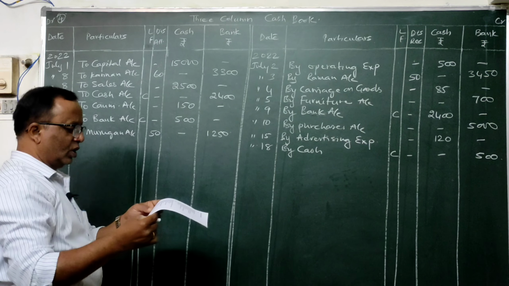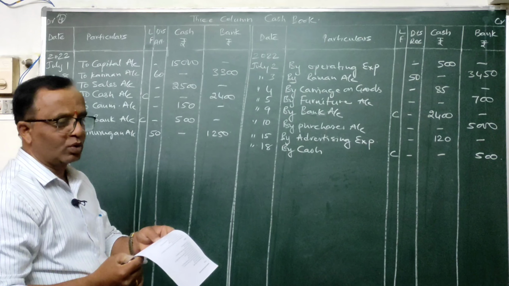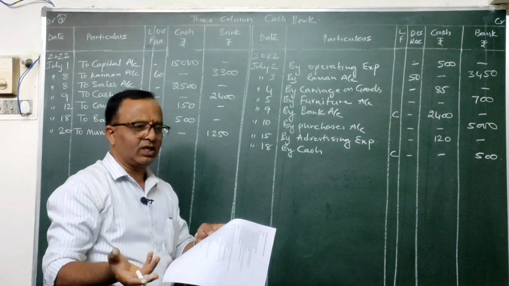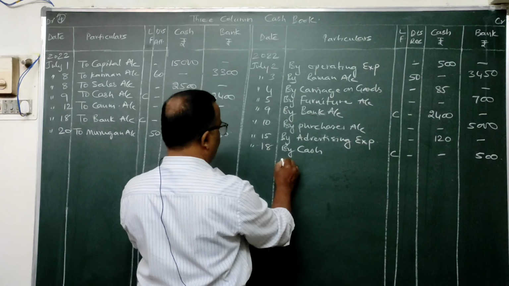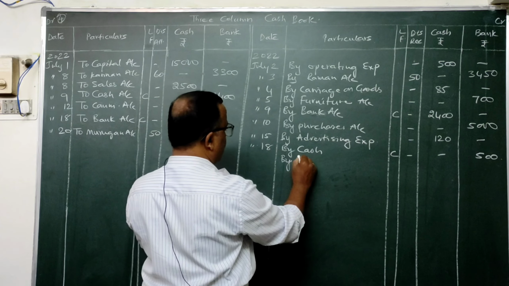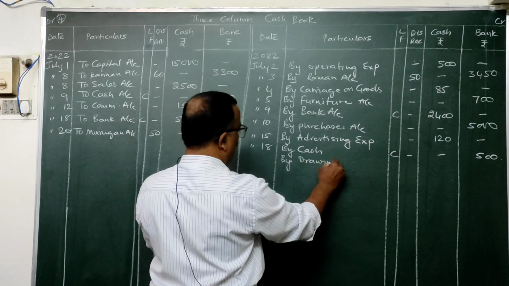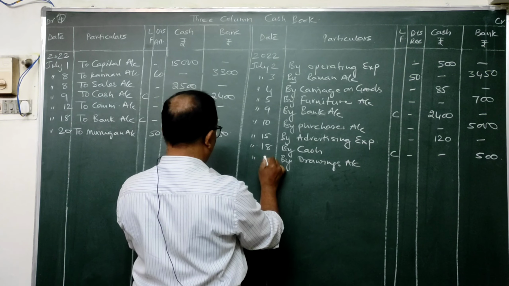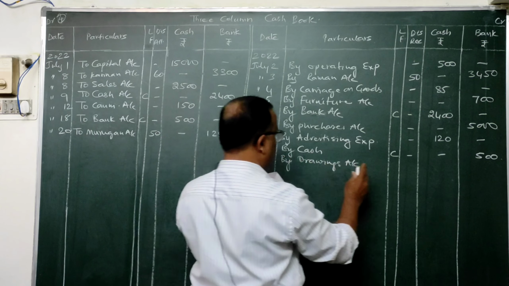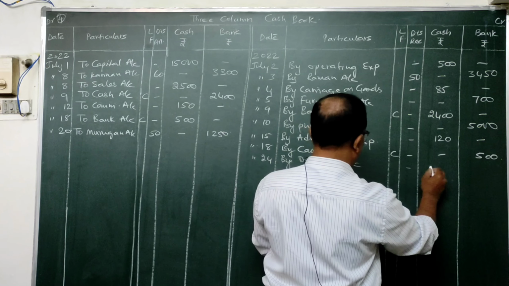24th date, drawn for personal use. What you have drawn, cash you will be drawing it when nothing is said. Where from it is drawn, he has not said anything. So it is drawn from the office only. So it will be drawings account debtor to cash account, because cash is drawn from the office there. So in cash column 500.